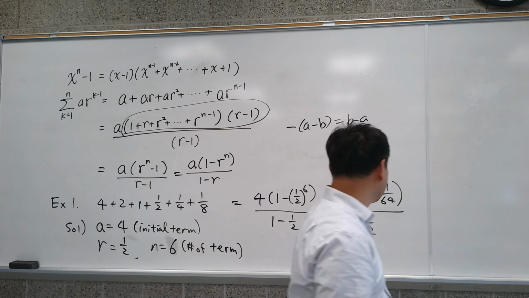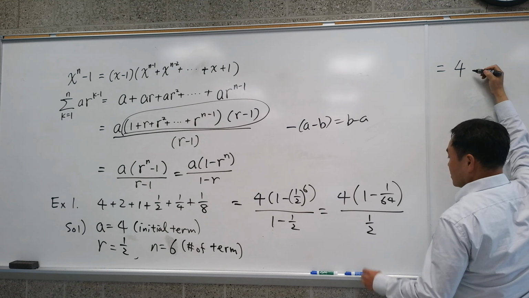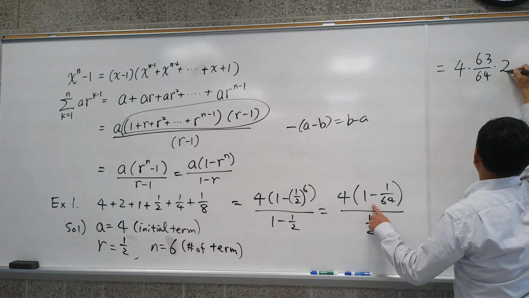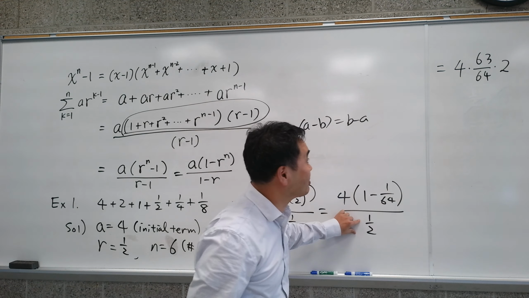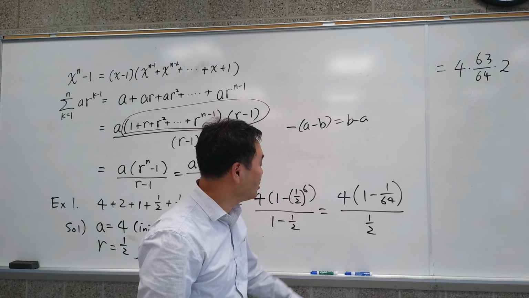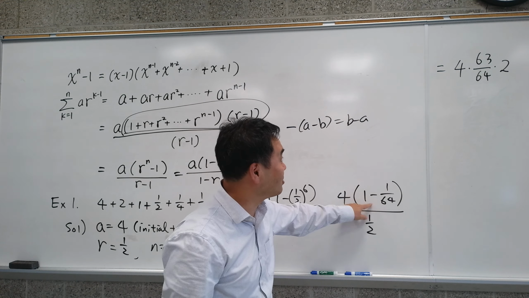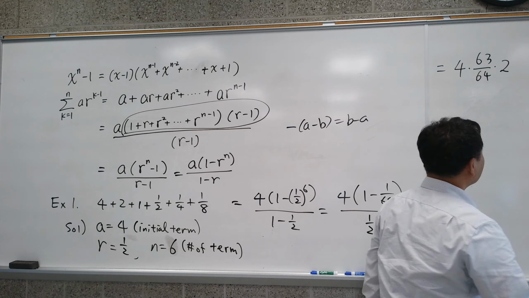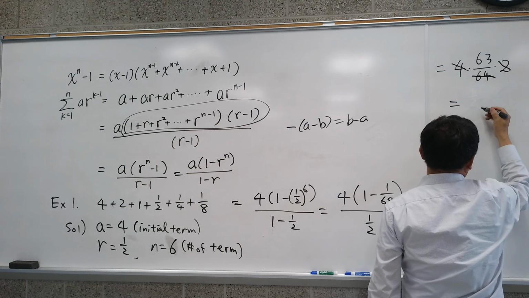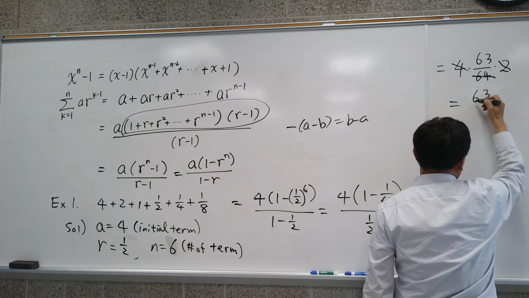But dividing by 1/2 is the same as multiplication by 2, so it's 4 times 63 over 64 times 2. Dividing by 1/2 became multiplication by 2. 1 is equal to 64 over 64, so this simplifies to that, right? And then finally you get, if you cancel these out, 64 is 8 times 8, so you get 63 over 8.